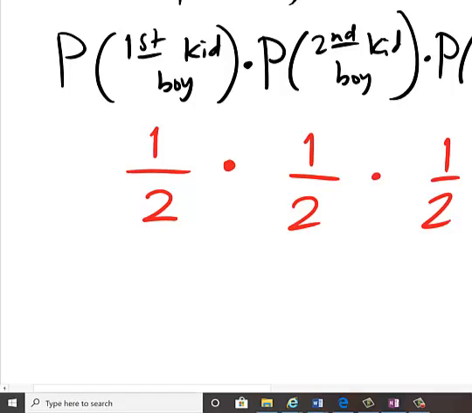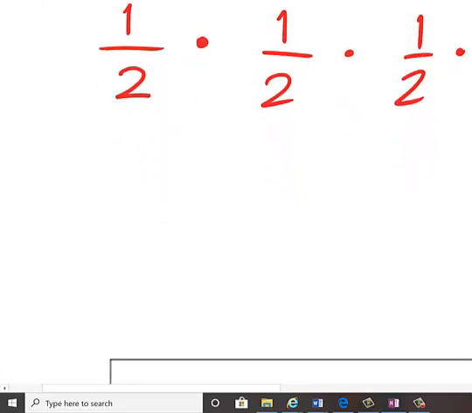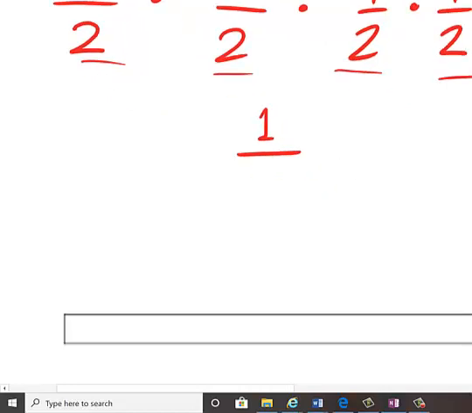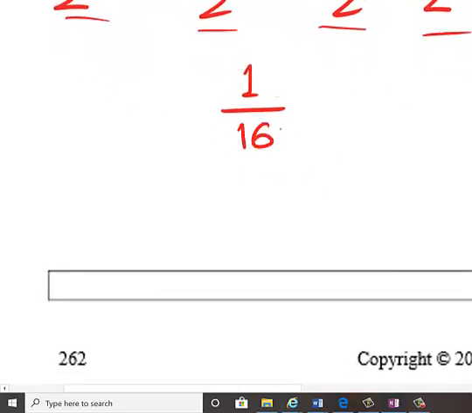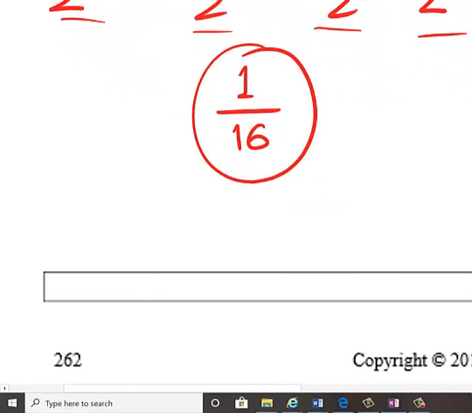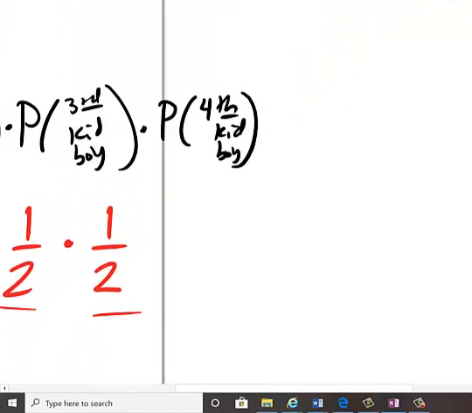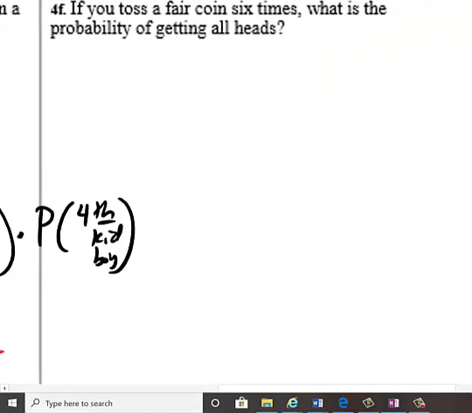Why would the first 3 affect the 4th one? What would them being a boy matter in coming to the 4th kid? So it doesn't matter. They're all a half, no matter what happened before. So, okay, I'll multiply all the numerators together, get a 1. Multiply all the denominators together, get a 16. So you have a 1 out of 16 shot of having 4 boys instead of 4 girls or a mix of boys and girls, whatever.